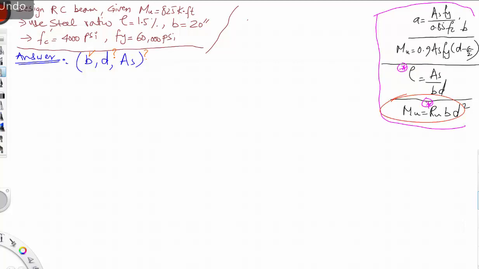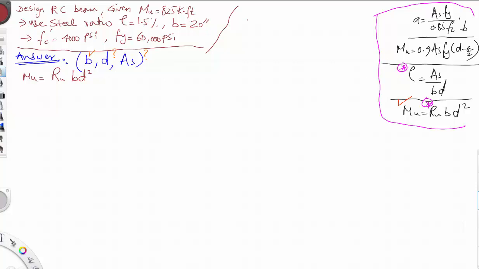Let's take a look at this equation. In this equation, Mu is given as 825. Good. And I can get Ru because I know the steel ratio. I can go to the tables and get it. b is given, so the only unknown is d. So this is the equation I should be using. Okay, so we'll start with that one. So we'll say Mu is equal to Ru b d squared. This will be my equation.